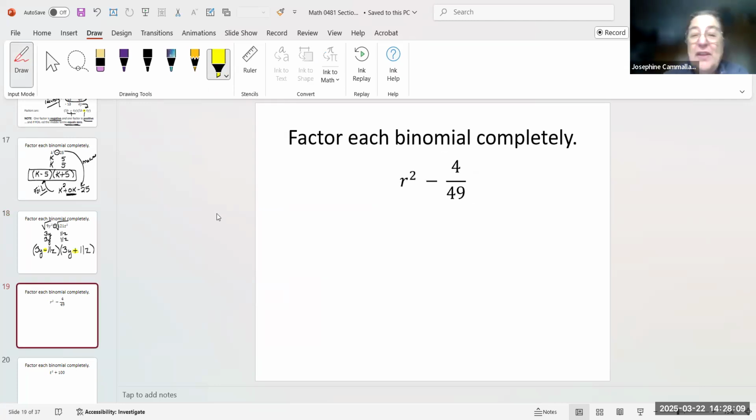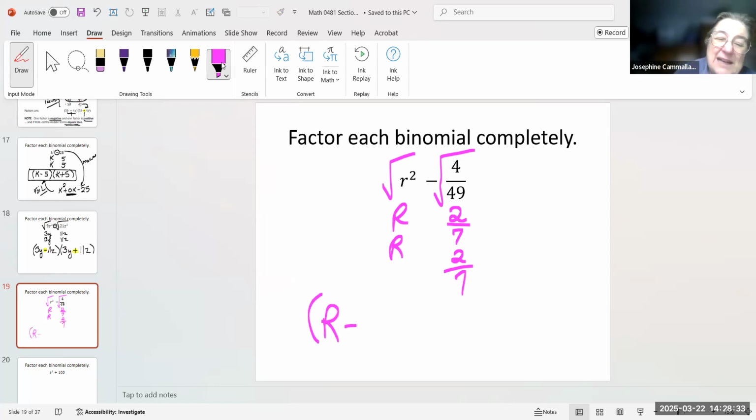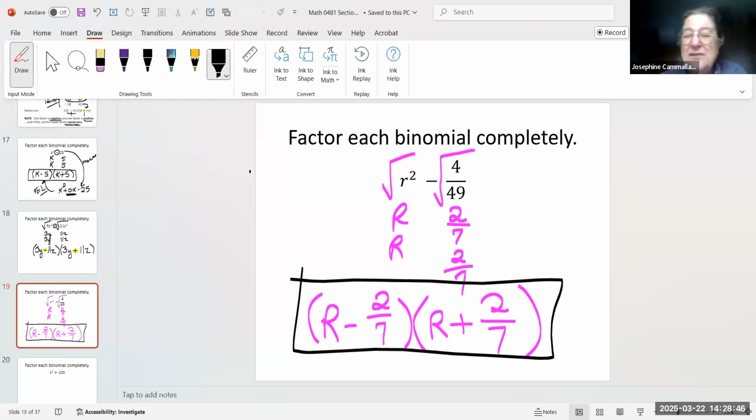Now, some of you may think this is an awful problem, but it's not. If I take the root here, it's r times r. Taking it here. Now this is 2/7, 2/7, which gives me r minus 2/7, r plus 2/7. This is my answer.